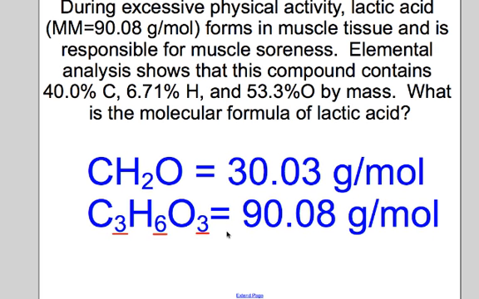So I'm looking for a molecular formula that has a 1-to-2-to-1 ratio, but weighs 3 times that. So how about C3H6O3? Notice that all I did was take my 1-to-2-to-1 ratio and I simply multiplied it by 3. So now I have my 1-to-2-to-1 ratio and it weighs 3 times as much. It weighs 90.08 grams per mole. So the molecular formula, the true formula for lactic acid, is C3H6O3.